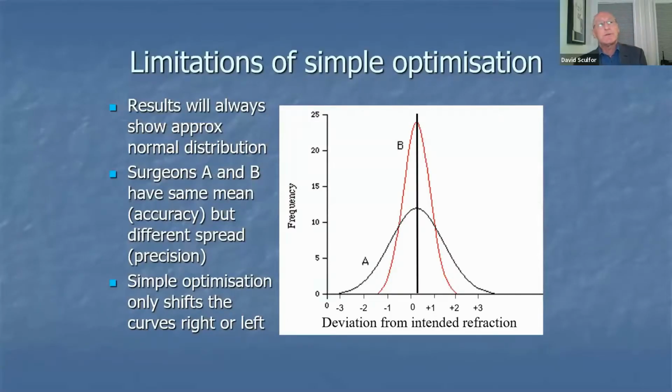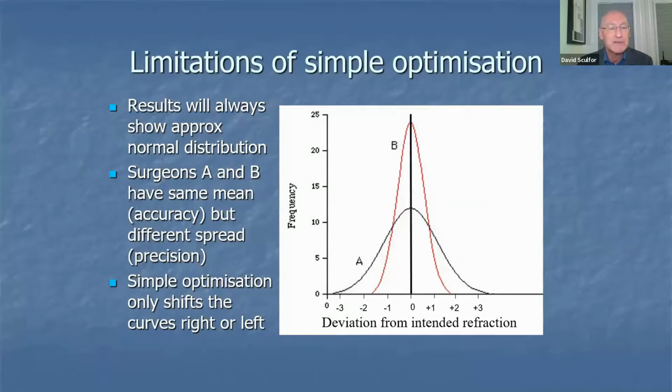There's a limitation to what it will do. The results are going to always show some sort of approximately normal distribution. In fact, usually they're a bit skewed. But here we've got 2 surgeons, A and B. They've got the same mean accuracy, so they're both sort of plus 0.25, but a different spread. So they've got the same accuracy but a different amount of precision. So if we optimize both those results, what happens is the curves get shifted to the left, but it doesn't turn surgeon A into surgeon B, and I would certainly rather be operated on by surgeon B.